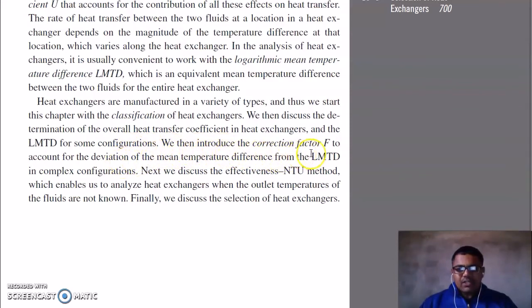We also introduce a correction factor F to account for the deviation of the mean temperature difference from the LMTD in complex configurations. Then we introduce the NTU (number of transfer units) method, which enables us to analyze a heat exchanger when the outlet temperatures of the fluids are not known. Finally, we discuss the selection of heat exchangers.